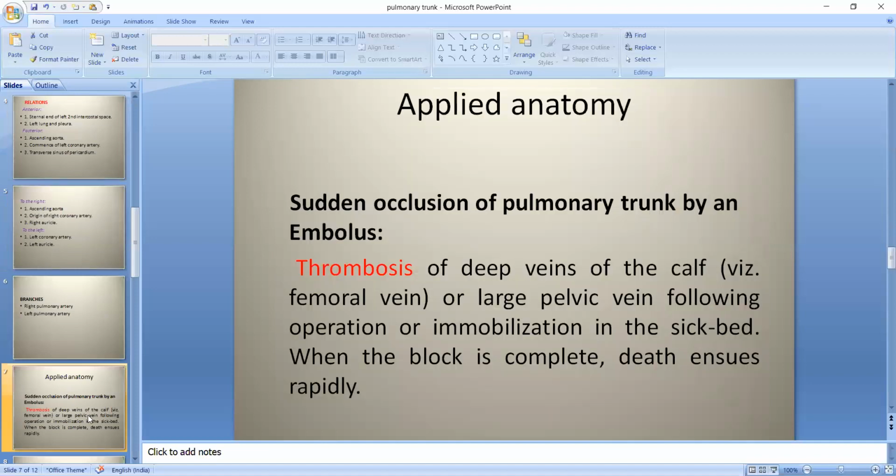This is the applied anatomy. The most important clinical condition is sudden occlusion of the pulmonary trunk by an embolus. If there is any surgery or accident, and after it there is a longer period of immobilization because the patient has to stay on a bed for a longer time, there is a tendency to formation of thrombus in the deep veins of the calf and the large pelvic veins, because of the staying of blood for a long time in one place.